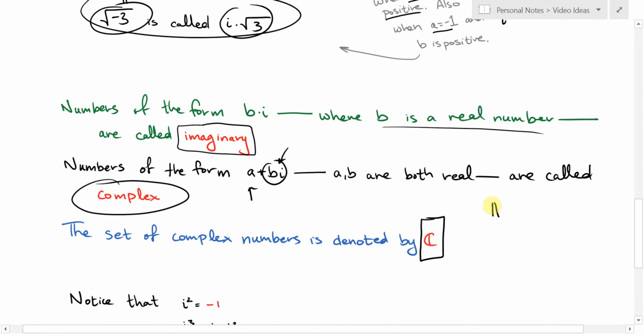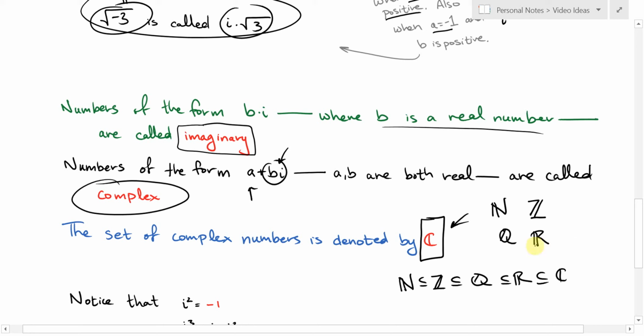So natural numbers, 0, 1, 2, and so on, are denoted by N. Integers, negative 2, negative 1, 0, 1, 2, and so on, those are Z. Rationals are Q, those are quotients of integers. Real numbers are R. And finally, we've introduced the complex numbers, C. And they're all nested. They're all contained in each other. N is a subset of Z, which is a subset of Q, which is a subset of R, which is at last a subset of the complex numbers.